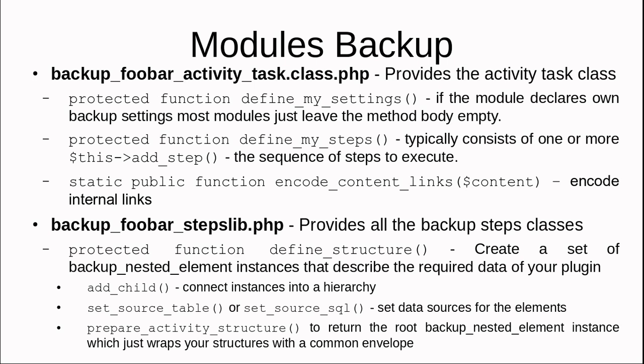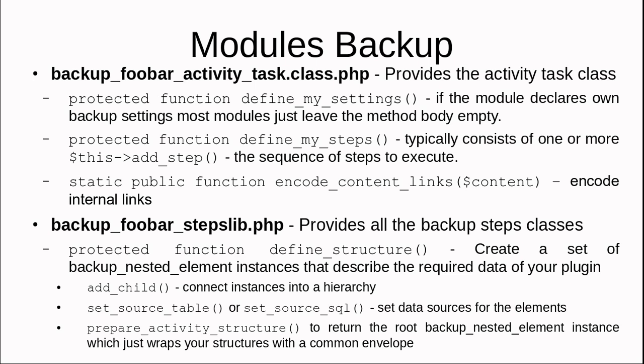For the task class, you have to override three methods. You define my settings, which is basically used to declare backup settings for the module. A lot of modules do not actually define settings for backup and restore, and so they normally leave this method empty. Then you've got define my steps, and this is typically where the steps for your backup are added using the add step method. It will normally consist of one or more steps. And then there's another function, encode content links, which encodes internal links in any of the content that might be in your settings, etc. We'll talk about that a little later on.